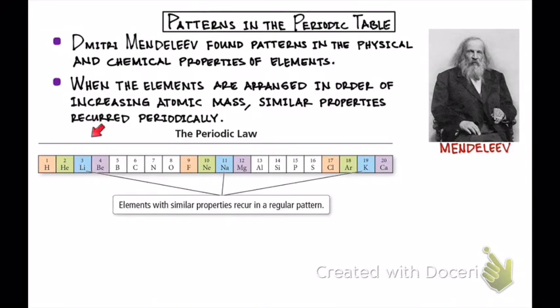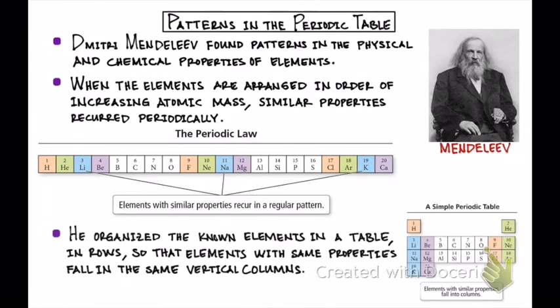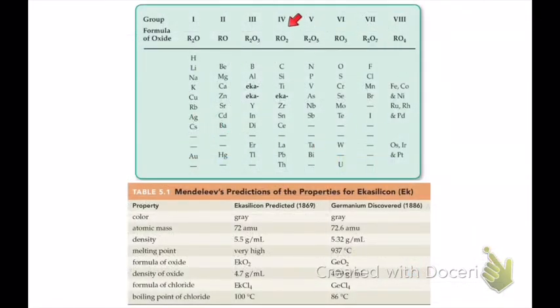For example, when you look at the elements in blue, we have lithium, sodium, potassium. They all have similar properties, similar physical and chemical properties. When you look at the other elements with the same color, we have helium, neon, and argon. They also have similar properties. So then he organized these elements in order of increasing atomic mass in a table and in rows, so that these elements with the same physical and chemical properties fall in the same vertical columns. So when you look at lithium, sodium, and potassium, they are all now in the same vertical column. The elements in purple, beryllium, magnesium, and calcium also fall in the same vertical column, and so on and so forth. So shown here is the original version of Mendeleev's periodic table.